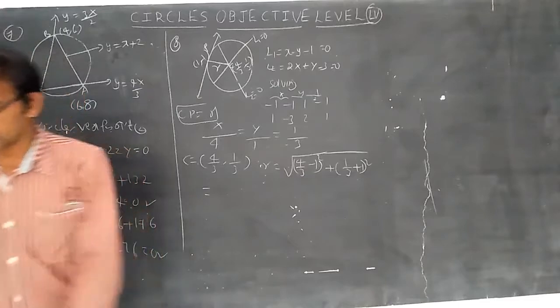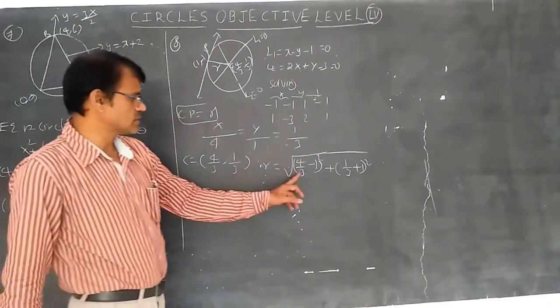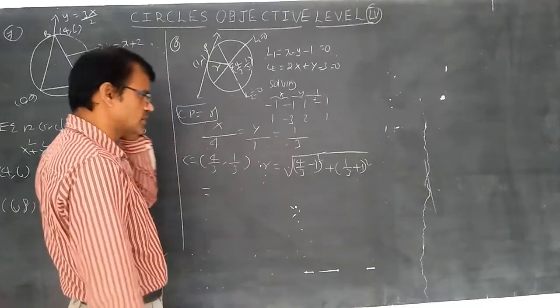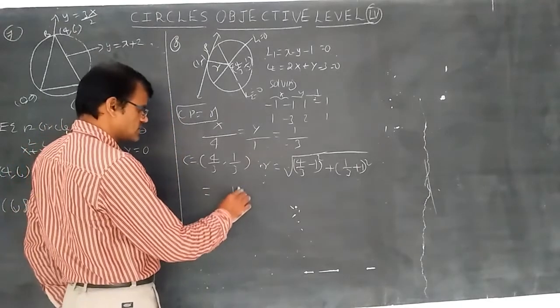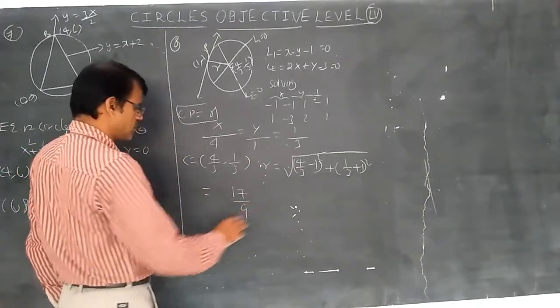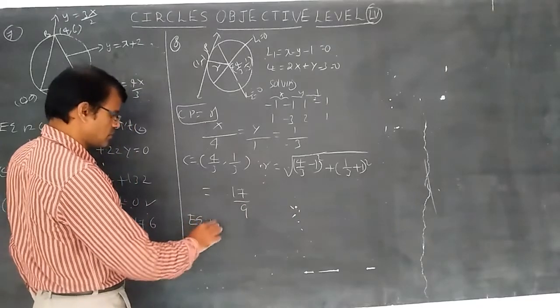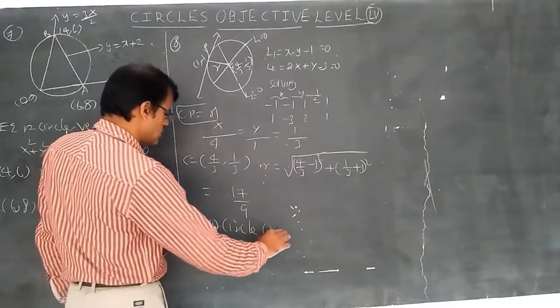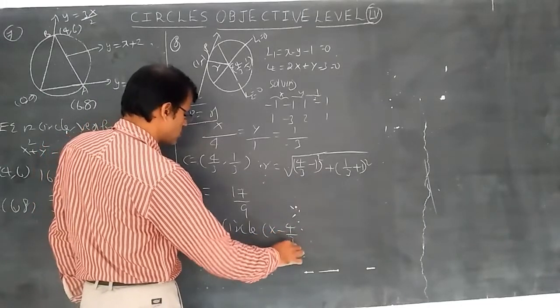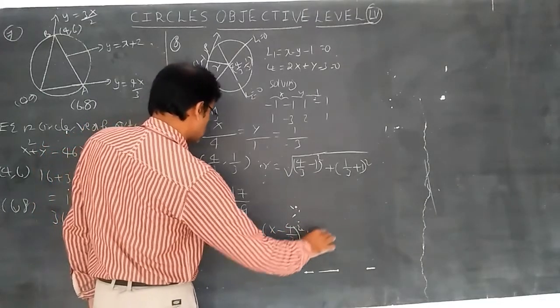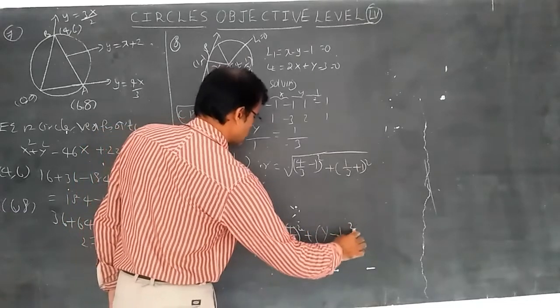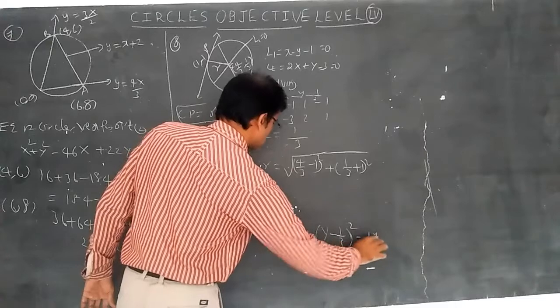So we should calculate the equation of the circle. 4 by 3 minus 1 is 1 by 9, plus 1 by 3 minus 1 is 4 by 3, 16 by 9. 1 plus 16, 17 by 9. The equation of the circle we can write as x minus 4 by 3 whole square plus y minus 1 by 3 whole square is equal to 17 by 9.